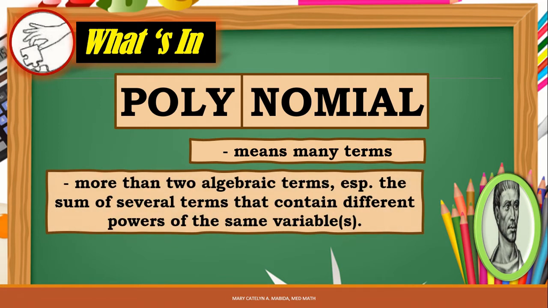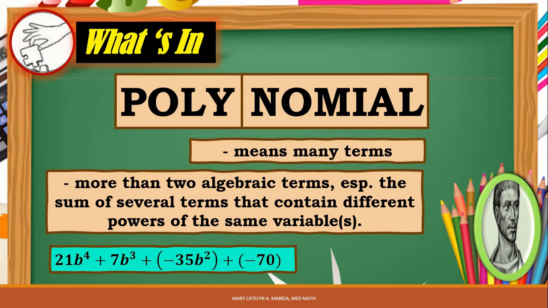In other definition, polynomial is an expression of more than two algebraic terms, especially the sum of several terms that contain different powers of the same variable or variables. In this example, we have 1, 2, 3, 4. We have the sum of 4 terms with different powers of the same variable, which is b. This is the fourth power, our first term. The second term has the third power. Our third term has the second power. And our last term has the power of 0.